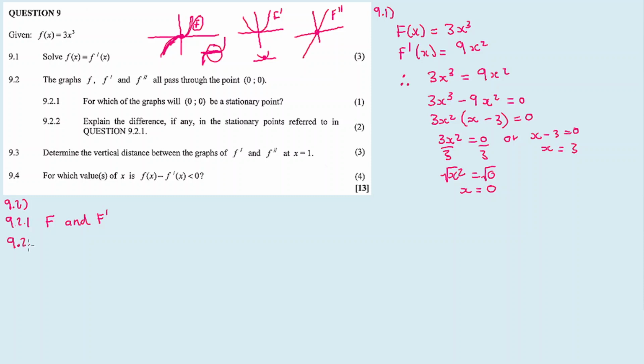9.2.2: explain the difference, if any, in the stationary points referred to in 9.2.1. So they say we should describe the stationary points that are here. This one is a stationary point on f, this one is a stationary point as well on f. Now look at f prime, let's start with f prime. F prime is a turning point.